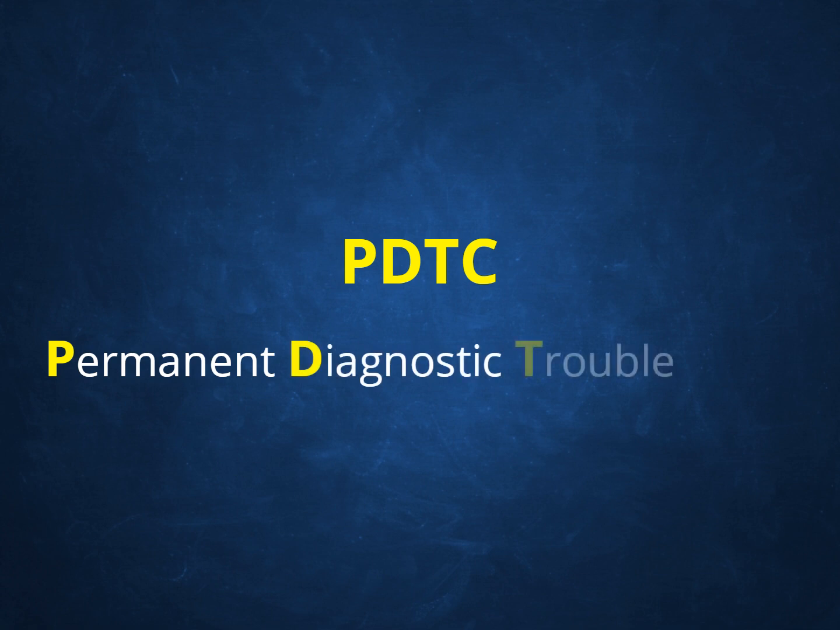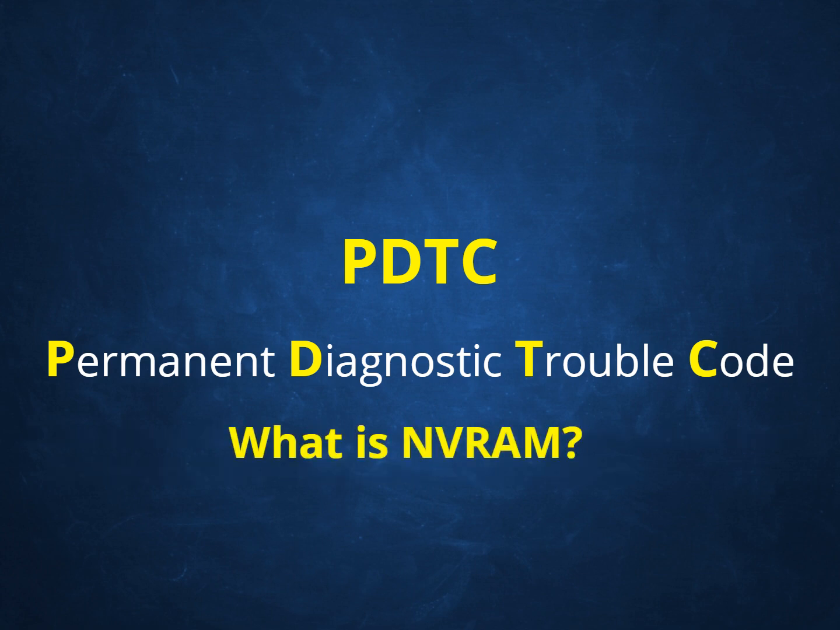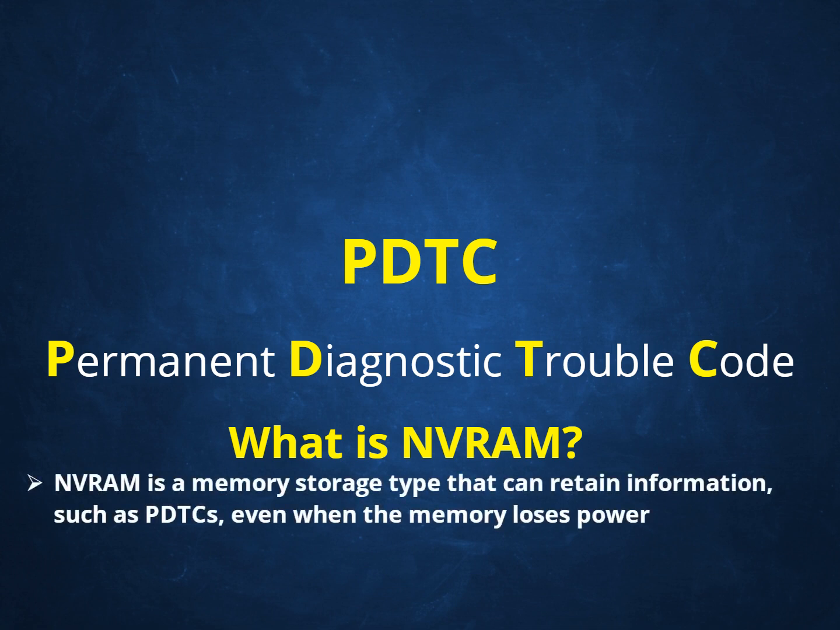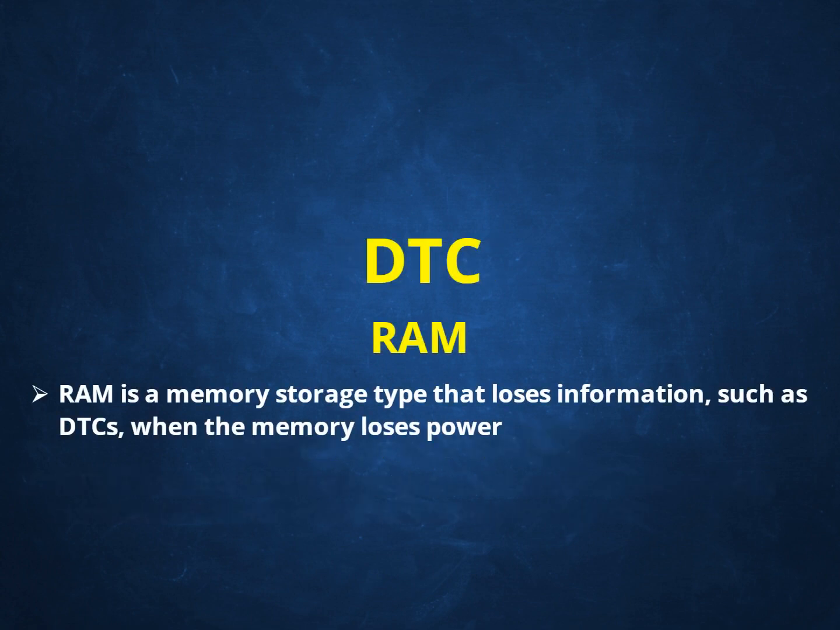PDTC is an acronym for Permanent Diagnostic Trouble Code. PDTC can simply be described as a confirmed DTC that is stored in non-volatile random access memory, or NVRAM, of an OBD2 equipped vehicle. NVRAM is a memory storage type that can retain information such as PDTCs even when the memory loses power. This memory differs from the typical volatile random access memory, RAM, used in OBD2 vehicles for DTC storage.